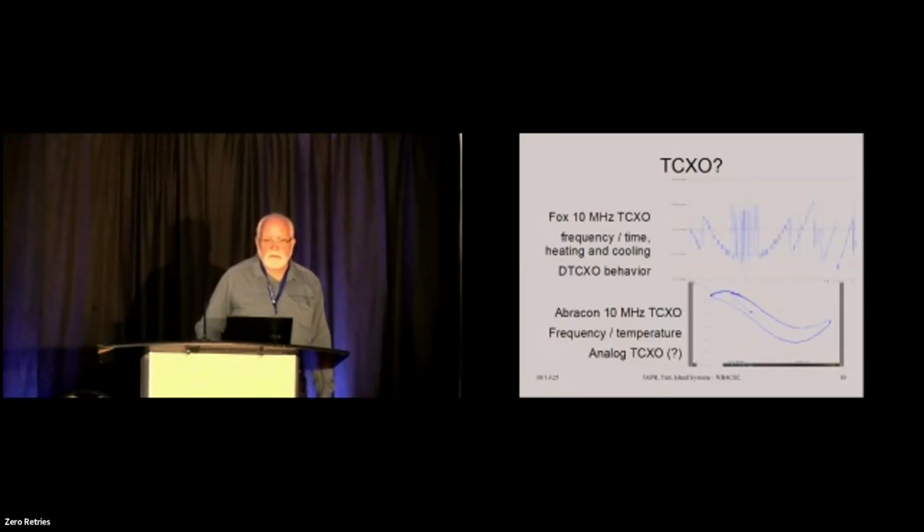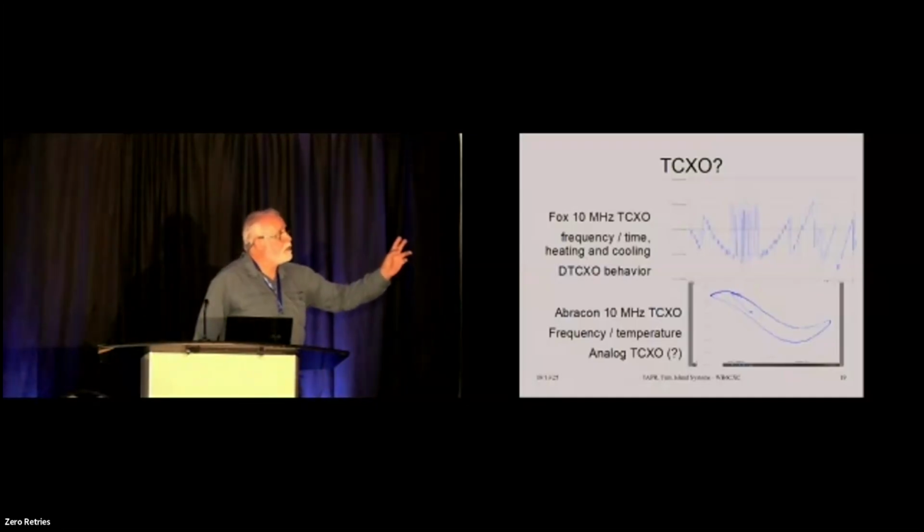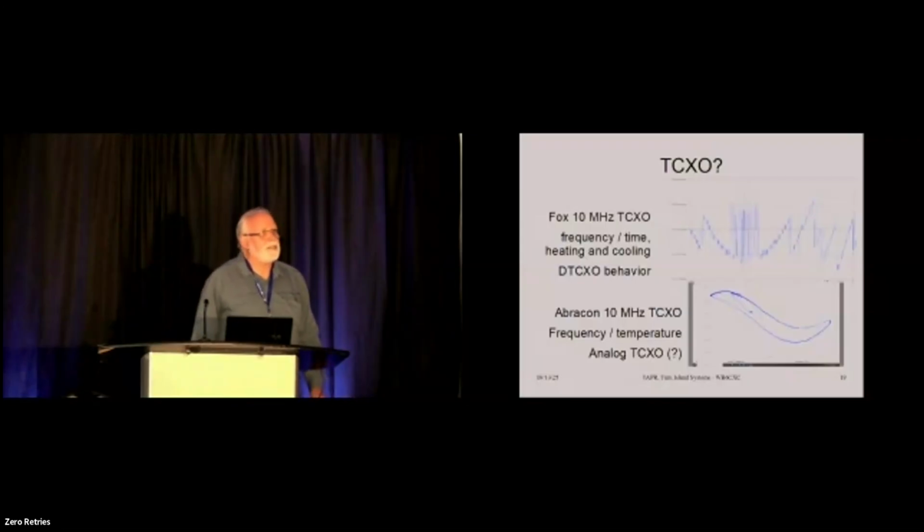The one below is a different type of TCXO. And here, what we're seeing on top is frequency versus time. The bottom one is frequency versus temperature. I have a little temperature chamber I made out of what's called a reptile incubator. I got it off Amazon and put a new controller in it, so I could control the temperature and measure frequency.